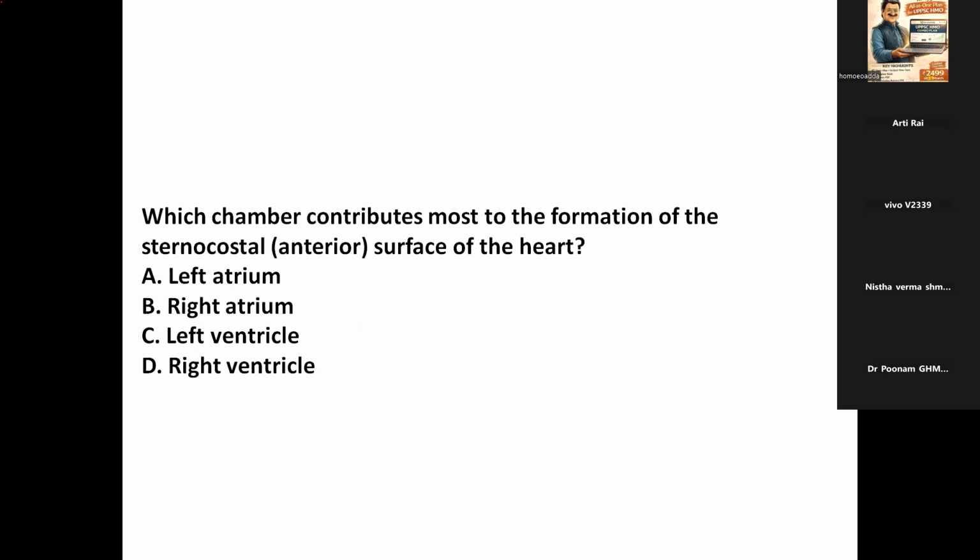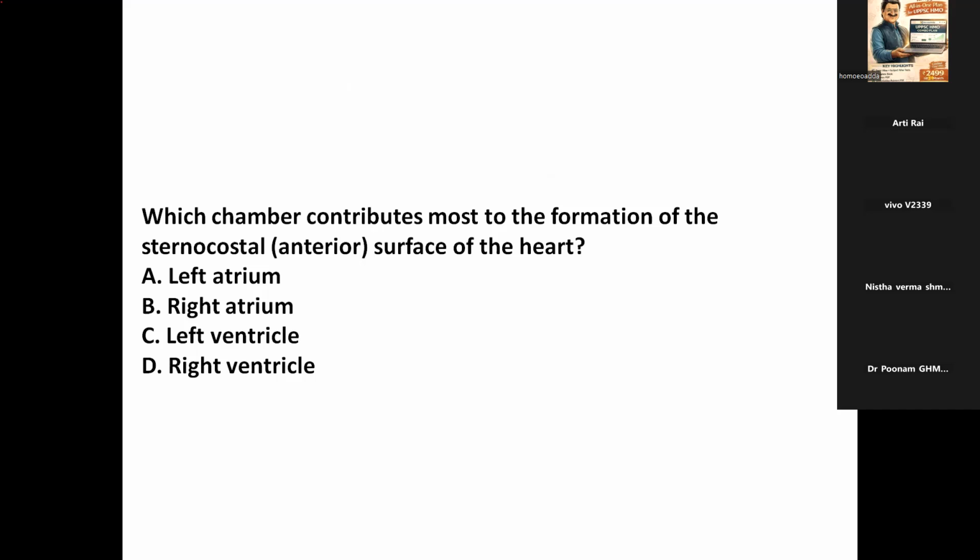Which chamber contributes most of the formation of the sternocostal surface of the heart? Right ventricle, correct. Major portion by the right ventricle, and a small contribution by the right atrium and left ventricle. Okay. So, the apex of the heart is formed by the left ventricle.